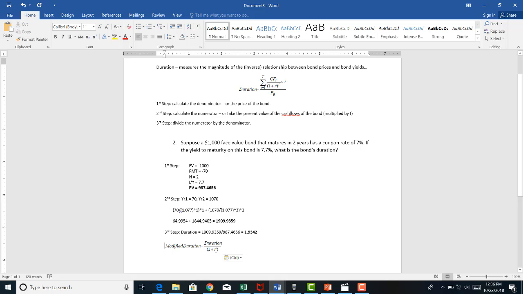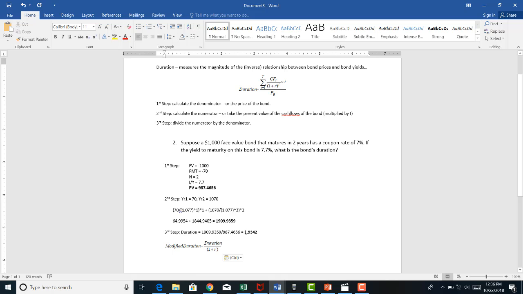Now the concept of modified duration is important. While duration itself is measuring the magnitude of the inverse relationship between bond prices and bond yields, modified duration is said to give us a more accurate representation of that magnitude. That is, once we go through the process of calculating duration, as messy as it might be, when we divide duration by 1 plus R, we're going to get a slightly smaller number.